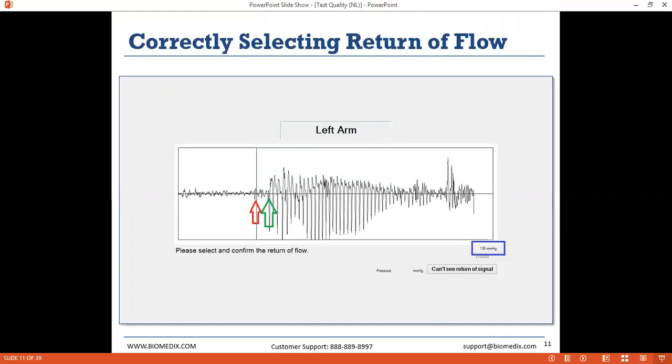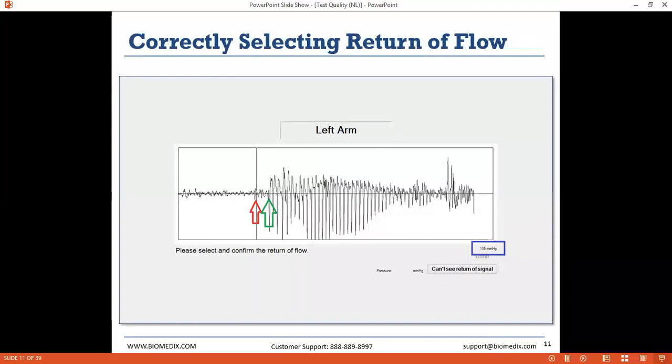What you're going to want to do in that situation is move your mouse up and down the trace until you find the location where you think that flow returns. That shows in the box in the bottom right-hand corner here. It looks like I have selected 135 millimeters of mercury on this particular test. You're going to want to find that pressure, keep it in mind, and then click Can't See Return of Signal.